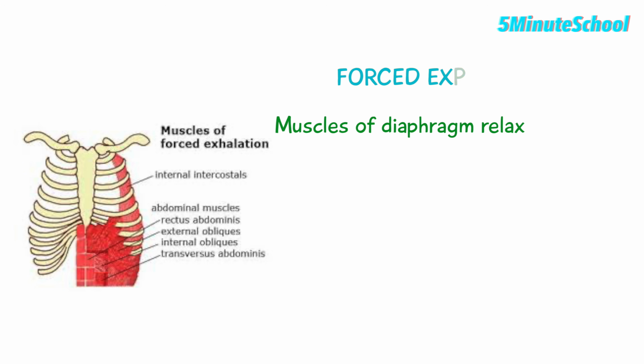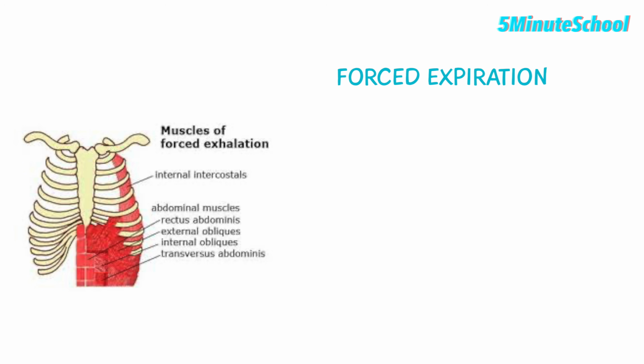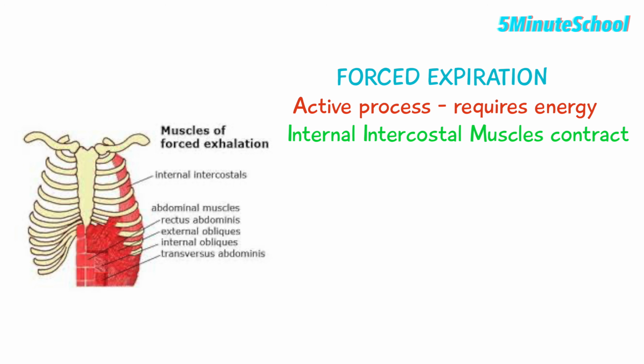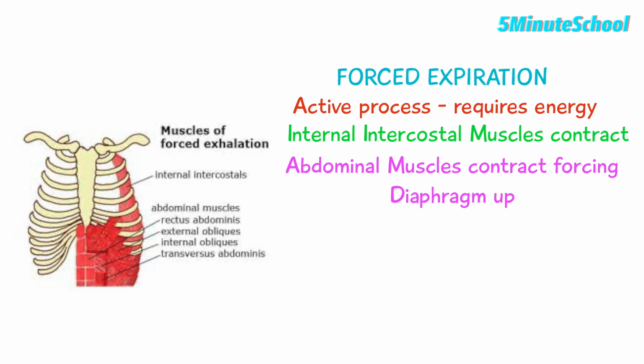If you force breathing out, or breathe out rapidly, that requires energy. In that situation, the internal intercostal muscles contract, which pulls the ribs down hard and fast, and then the abdominal muscles also contract, which forces the diaphragm upwards to increase the pressure in the lungs rapidly, and then we are able to forcibly breathe out. So this is covering inspiration and expiration.